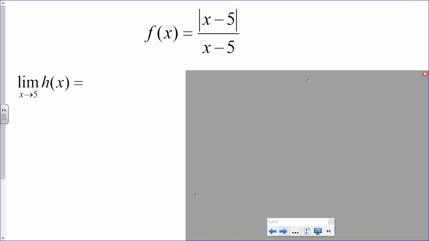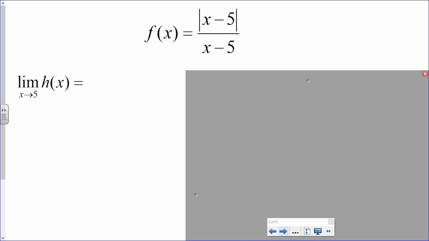Okay, do you remember, it might have been the very first day we started limits, I said, hey, remember this graph? And it was the absolute value of x over x. What does it look like? What actually is the answer for that? Good. Looks like that. So let's talk about the absolute value of x minus 5 all over x minus 5.